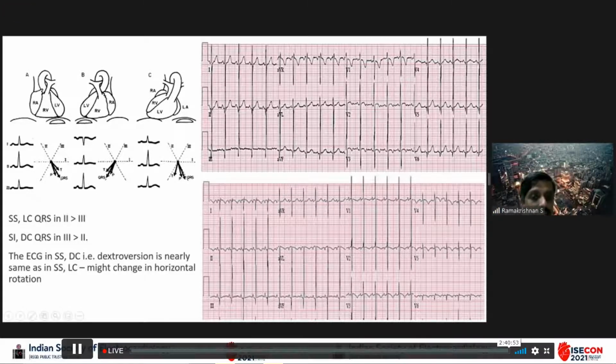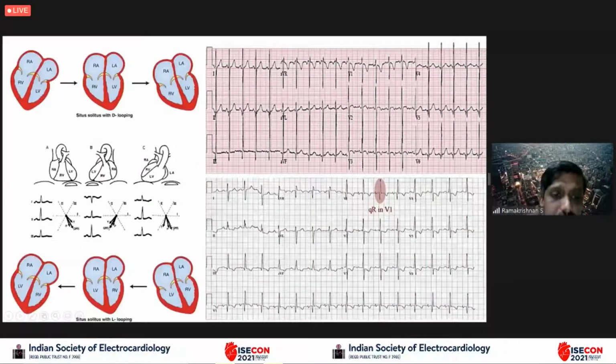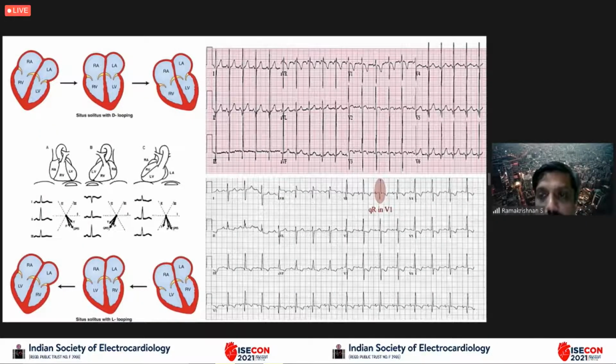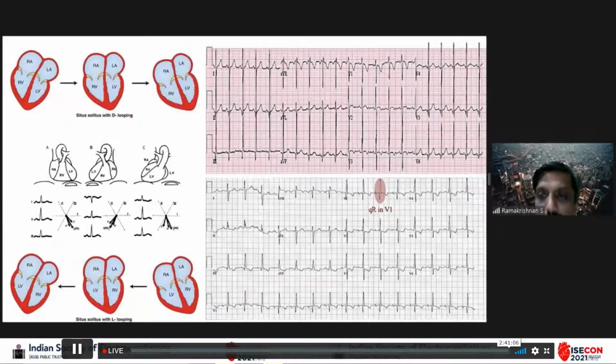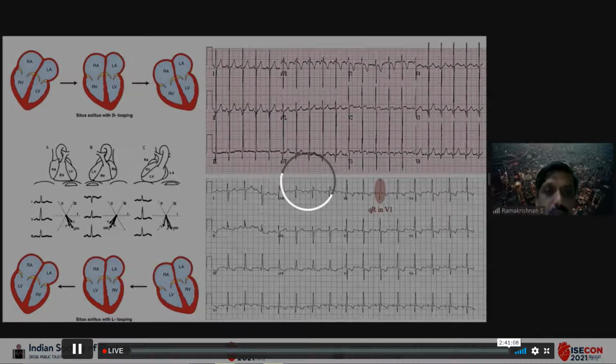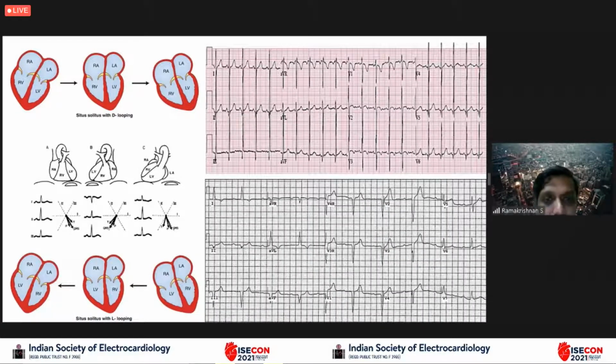Whereas a combination of an L looping along with dextrocardia will introduce QR complexes in V1. In addition, there will be absence of septal Q waves along with QR complexes in V1. So this is how we will interpret the findings, and let us keep it very simple.